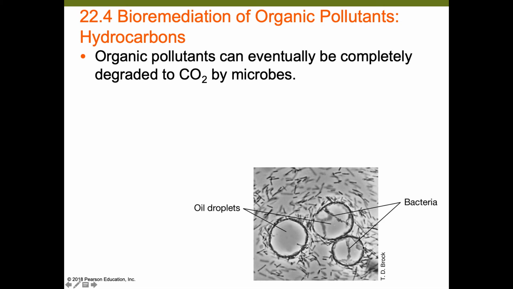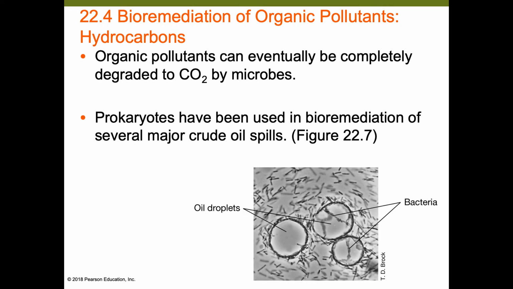Many organic pollutants, including hydrocarbons, can be degraded by microbes, all the way down to CO2. What they're trying to show you in this image is some oil droplets, and you have all of these bacteria around, and they use them as an energy source, as a food source, because they break them down, release the energy in the bonds, and release carbon dioxide as the byproduct. We have used prokaryotes in the bioremediation of major oil spills. Again, we talked about the example of the Deepwater Horizon in the Gulf of Mexico.